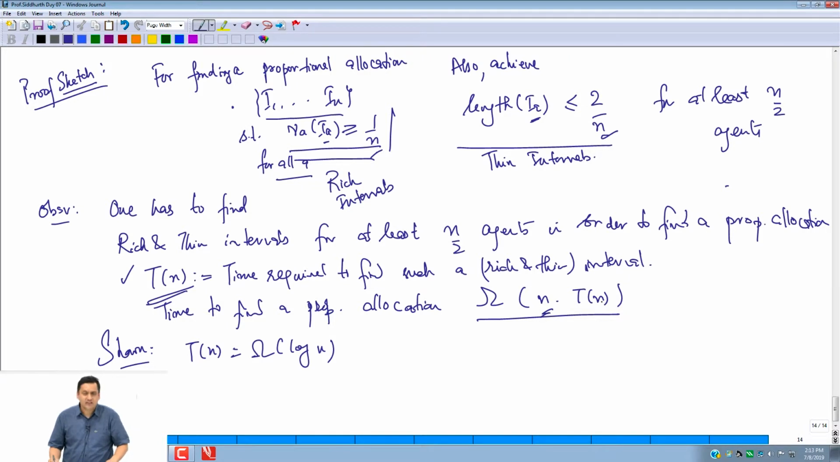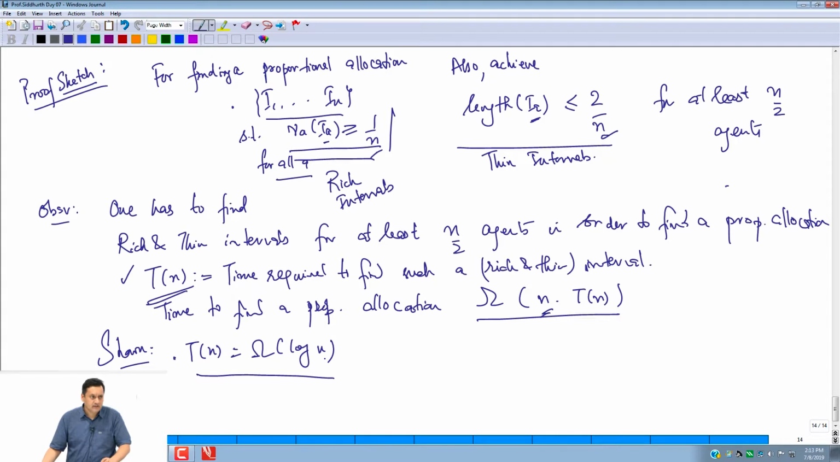So this by itself gives you an omega n lower bound, which is not that interesting. But what you can show is that for any specific agent, when you have n agents, finding a thin rich interval is at least log n, right? Note that though this is dependent on a single agent, the thinness and the richness have a factor of n, and hence that shows up as a log n here.